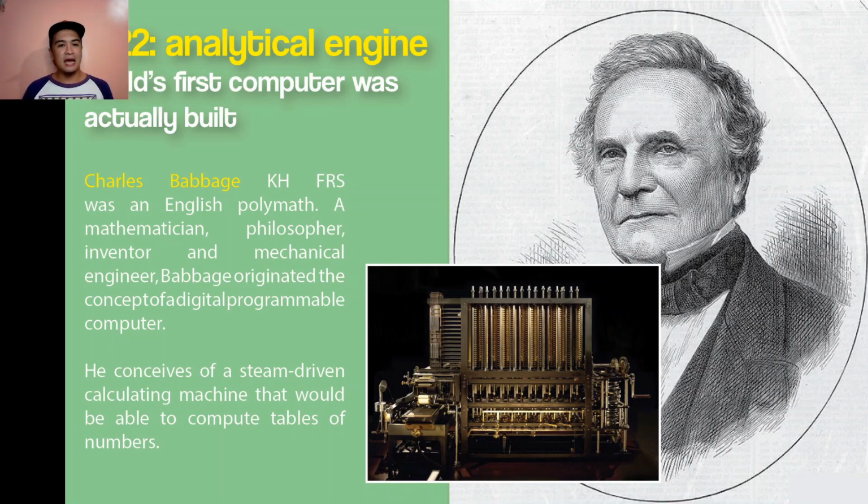Okay, now, so we have this analytical engine. It's the world's first computer that was actually built. So if you know this guy, it's Charles Babbage. He was an English polymath, a mathematician, a philosopher, inventor, and mechanical engineer. Babbage originated the concept of a digital programmable computer. Now he conceived a steam-driven calculating machine that would be able to compute tables of numbers, and this is how it looks like. Okay, it's steam-driven, meaning we need to use steam from very hot water, right, for this thing to work.